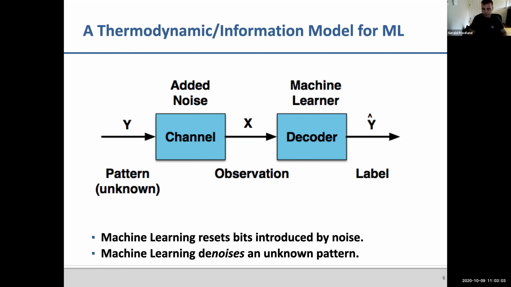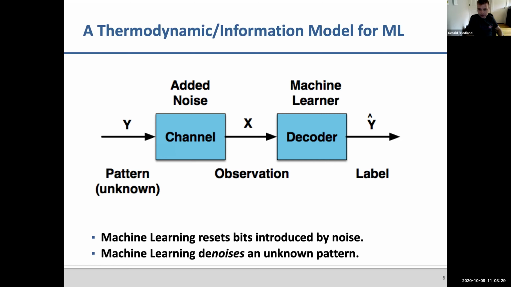So the idea here is we can say a physical interpretation of machine learning is that it resets bits introduced by noise. Basically, because of the data processing inequality, we know that X has all the bits that make a cat a cat or a dog a dog. And it has to be in there because we cannot create information.